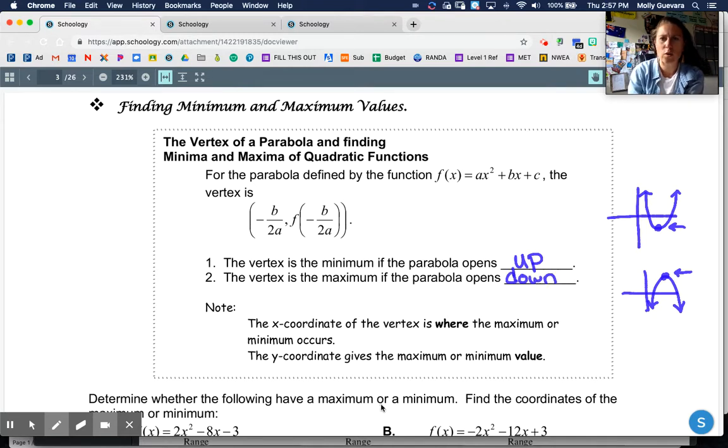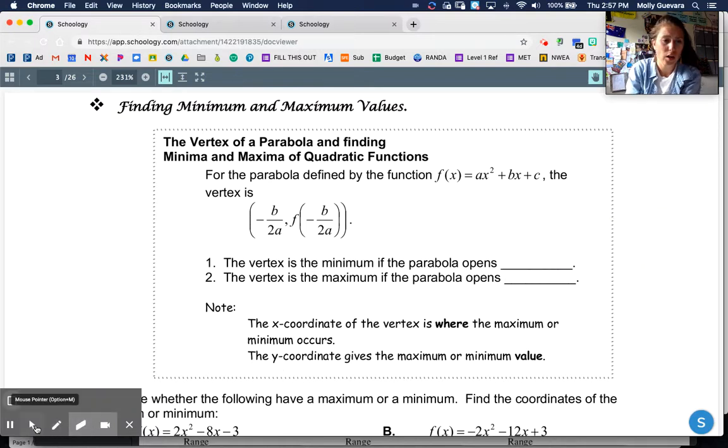Okay, and so we know whether the parabola opens up or down based on my a value. And so if I know that the parabola opens up, I automatically know that it has a minimum. Okay, and then the x-coordinate is where the minimum or maximum occurs on the x-axis. And then the y-coordinate is what the y value is of that point.